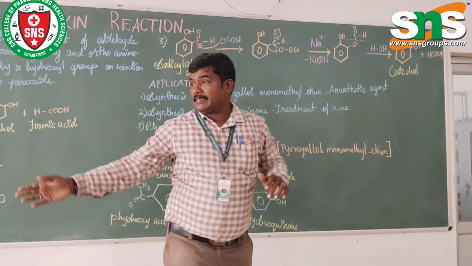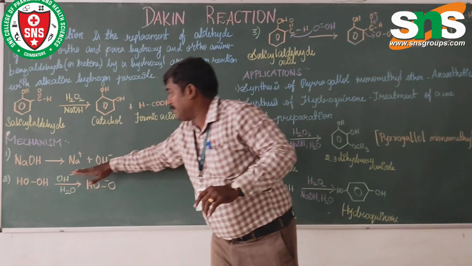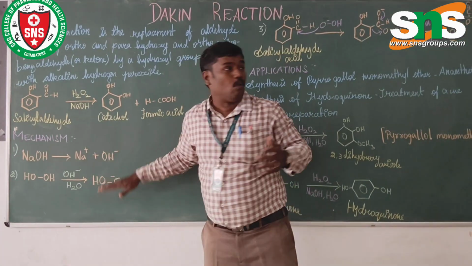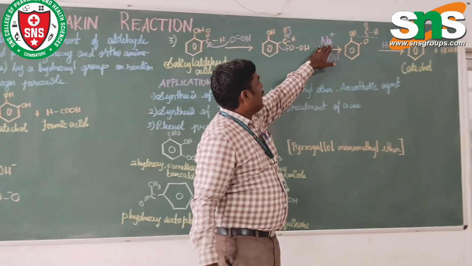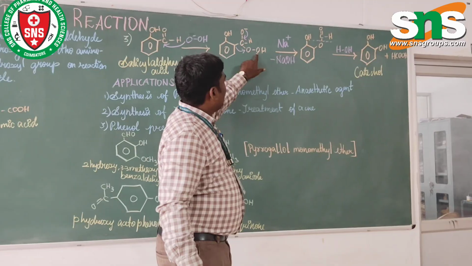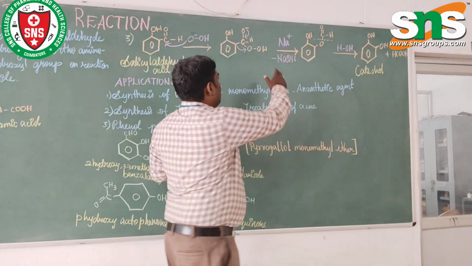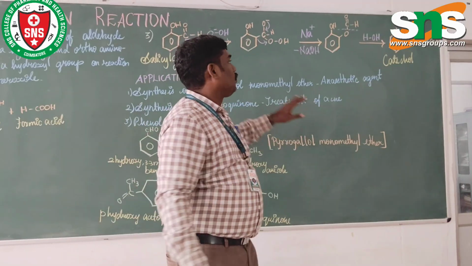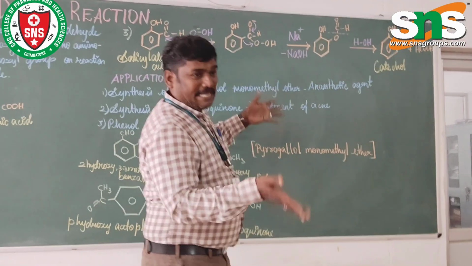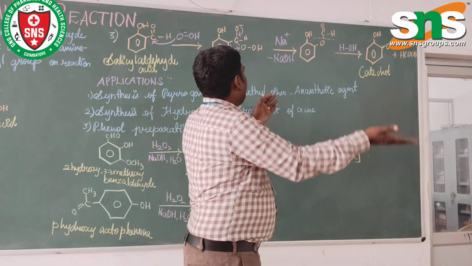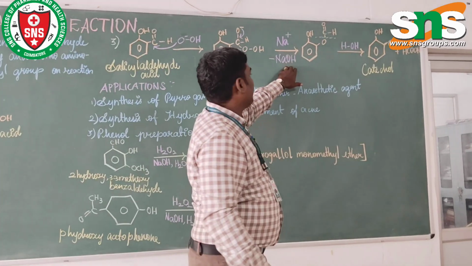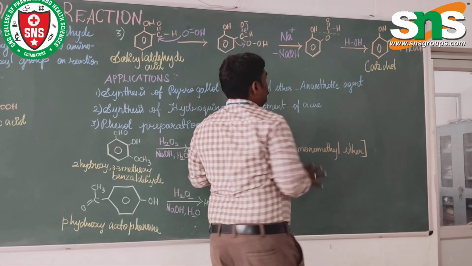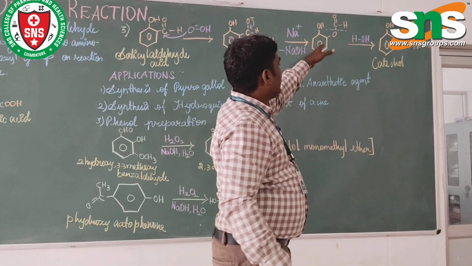Already we have mentioned that sodium hydroxide gives an anion as well as a cation, that is Na+ and OH−. The sodium will be added here. What will happen? That sodium will take the hydroxyl group, which will be eliminated as sodium hydroxide. So what is remaining? The hydroxyl group is eliminated as sodium hydroxide, and it will be converted into OCHO.